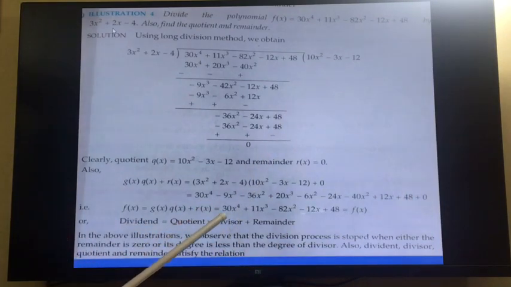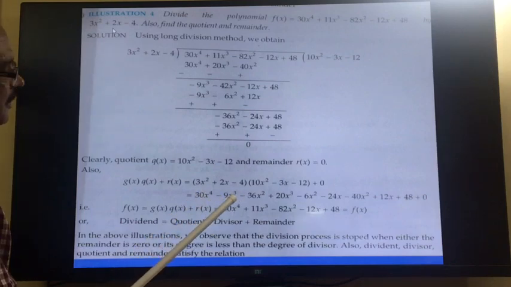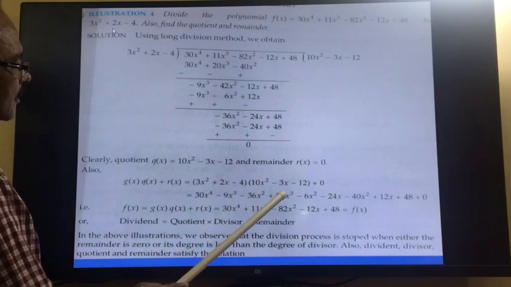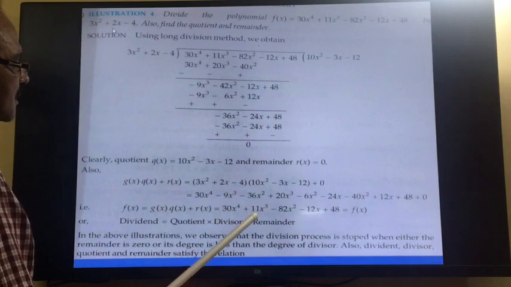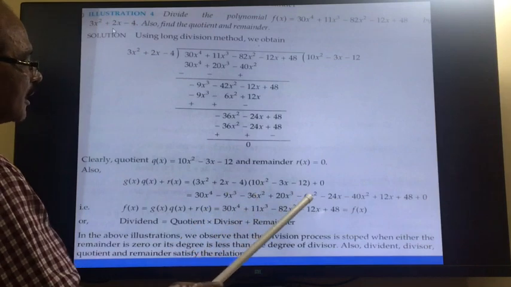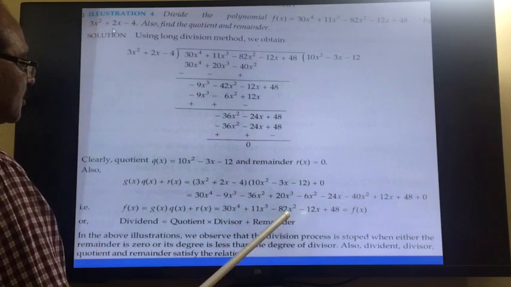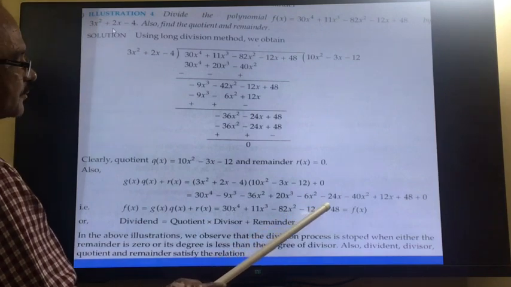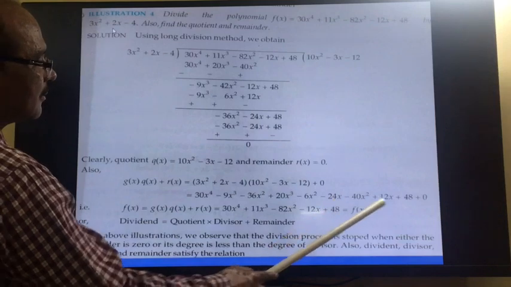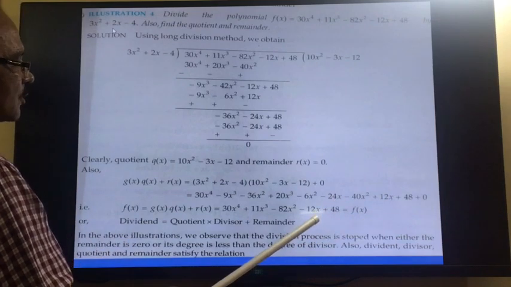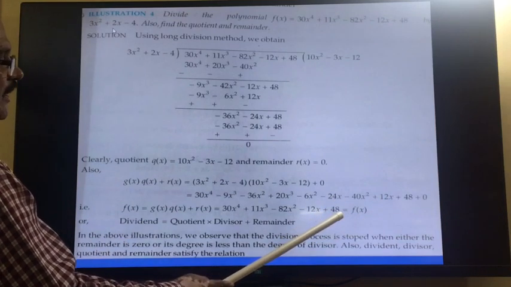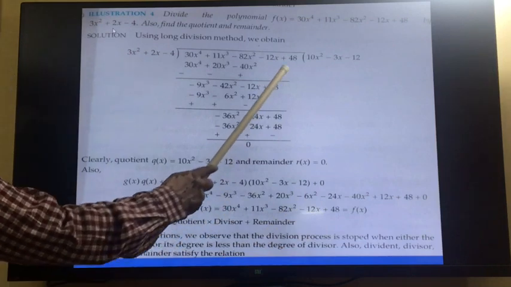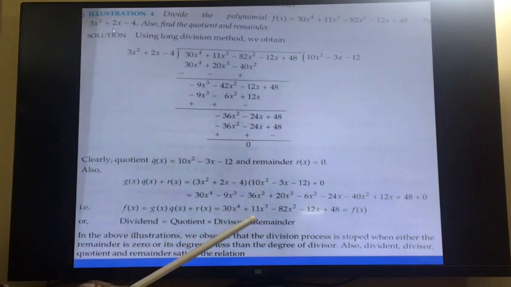So after simplification, after adding the like terms, 30x to the power 4, here power 3, here power 3, so 20 minus 9, so positive 11x cube. Here power 2, here power 2 and here power 2, you will combine all these three, so you will get minus 82x square. Then minus 24x and plus 12x, so you will get minus 12x and plus 48, and this quantity is same, so we got the dividend.